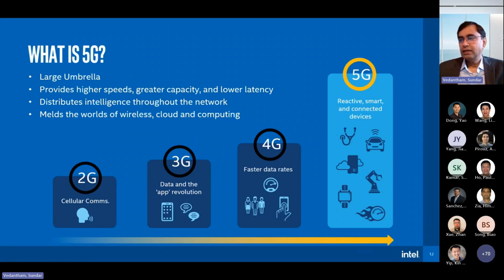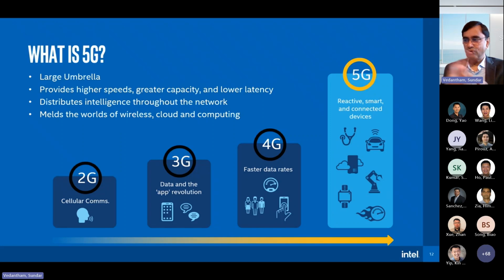So to begin with, it's a large umbrella, right? It's not one chip, it's not one particular factor, it's not one throughput capacity or one latency number or anything like that that defines 5G, but a broad set of parameters that need to come together. Naturally, it does provide higher speeds and greater capacity and lower latency. People have this level of understanding definitely, right? Compared to the previous generation, we need to have a higher throughput and so forth. But how is it becoming possible? What's going on? That's what we are going to dig into in more detail.